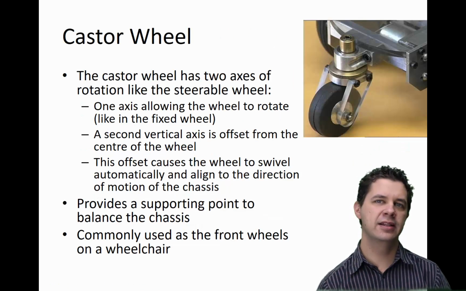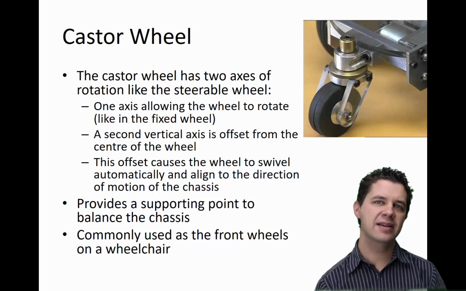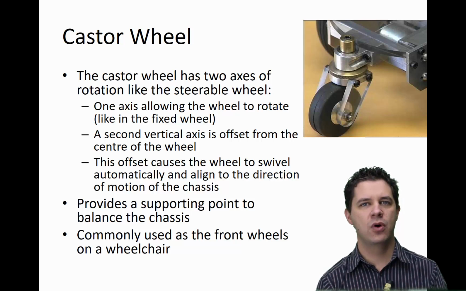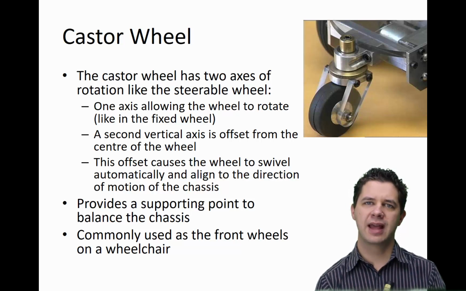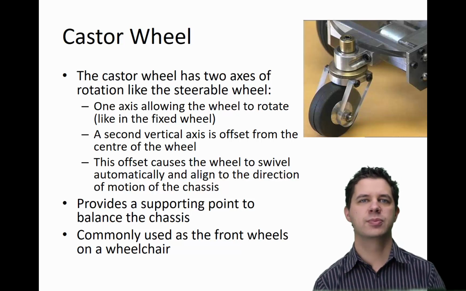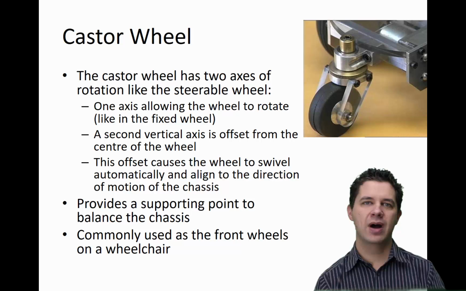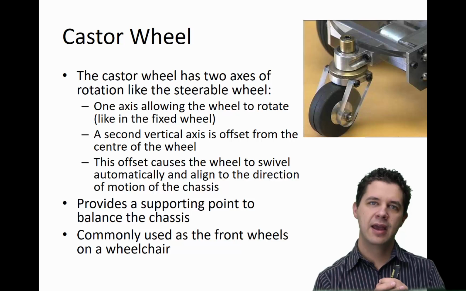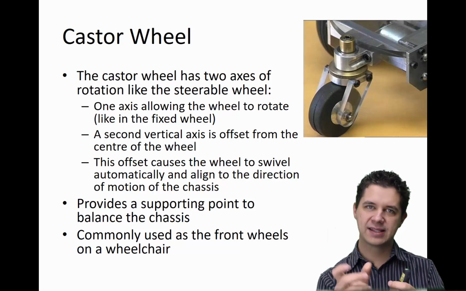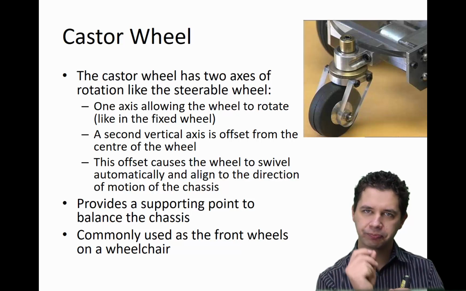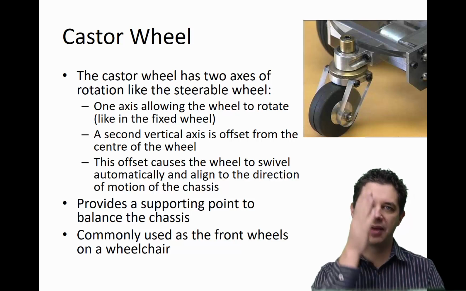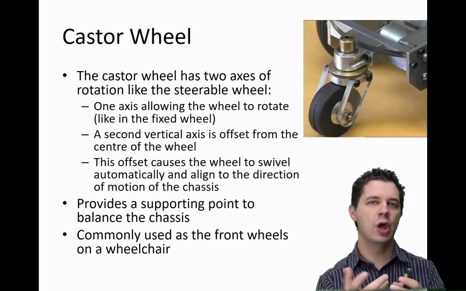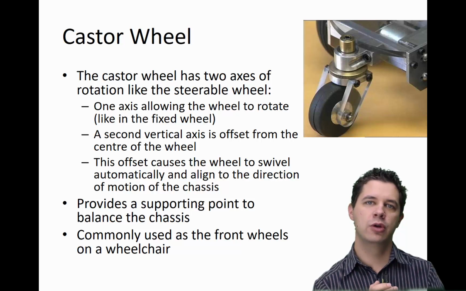We then have something that's slightly different. We have a caster wheel, and this caster wheel is essentially designed not to be a steerable wheel like we had before, but a wheel more for stabilization and less for being able to actually control what direction it's pointing in. So once again, we have one axis allowing the wheel to rotate, like in the fixed wheel, to roll along the ground, and another vertical axis that's offset from the center of the wheel. Having this wheel offset rather than going through the middle of the wheel will cause this wheel to swivel and follow the direction and align itself with the direction of motion of the actual robot.